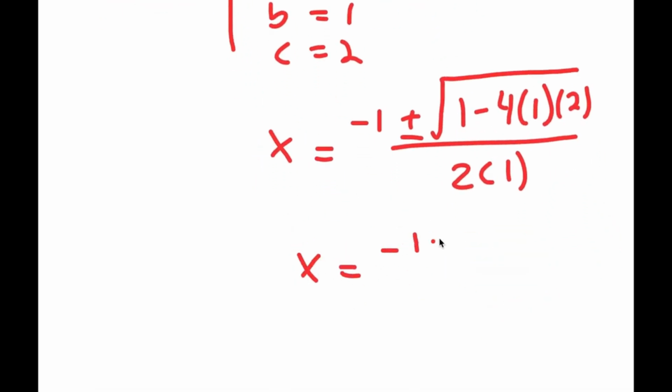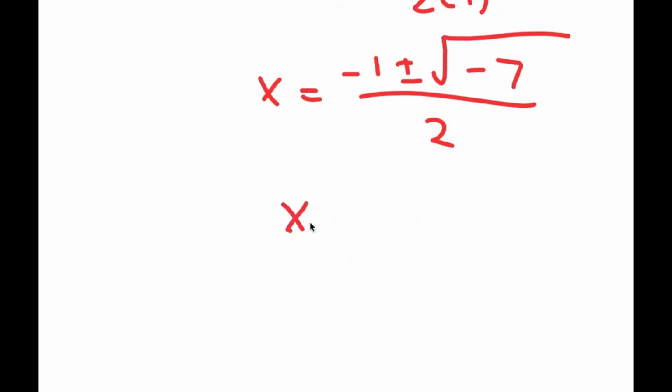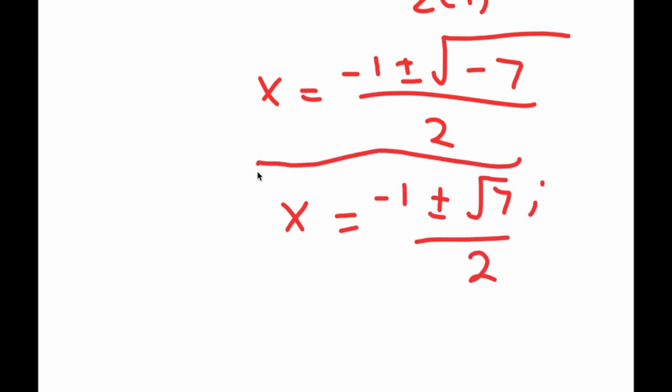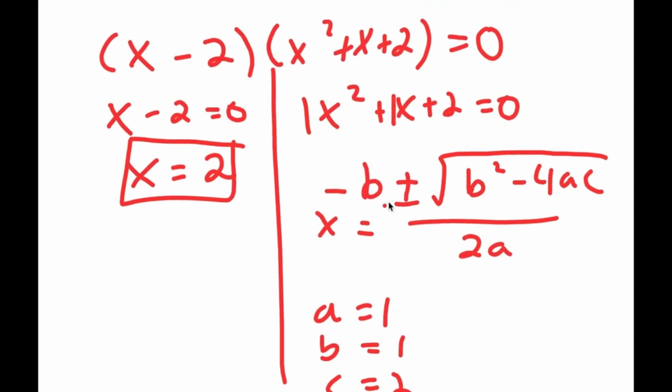And now this is equal to negative 1 plus or minus the square root of 1 minus 8, which is negative 9. Or sorry, negative 7. Now I have this over 2. And this is equal to negative 1 plus or minus the square root of 7i over 2. So these are my three solutions.